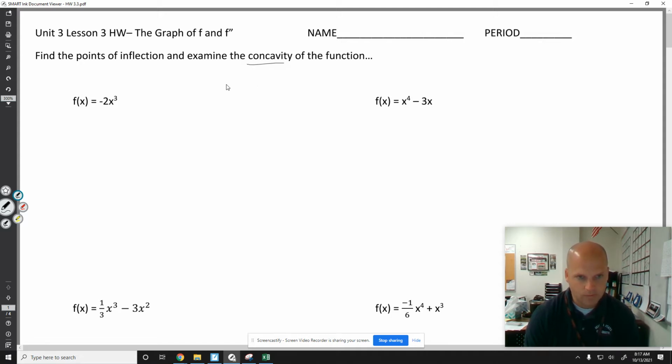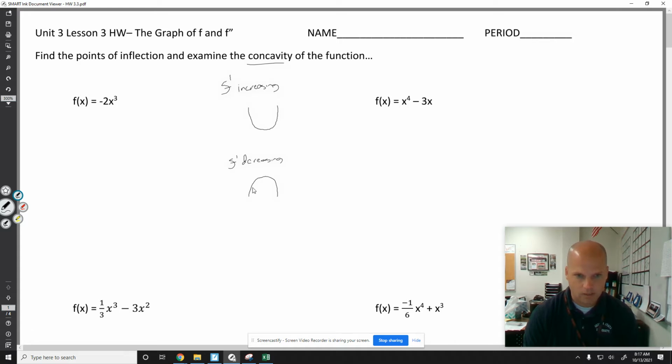where we learn about the curvature of a function. And we learned that if f prime is increasing, the only way for f prime to be increasing is if your function is curving up. And if f prime is decreasing, your function must be curving downward.